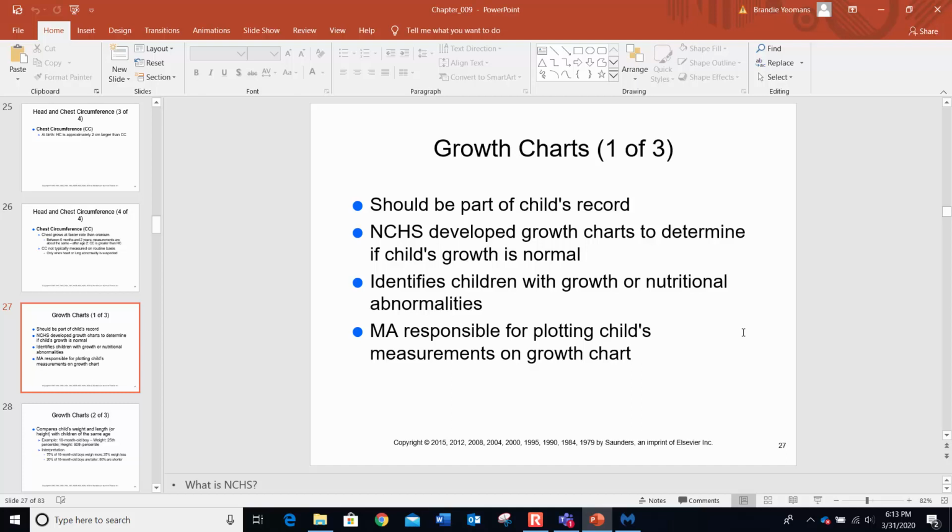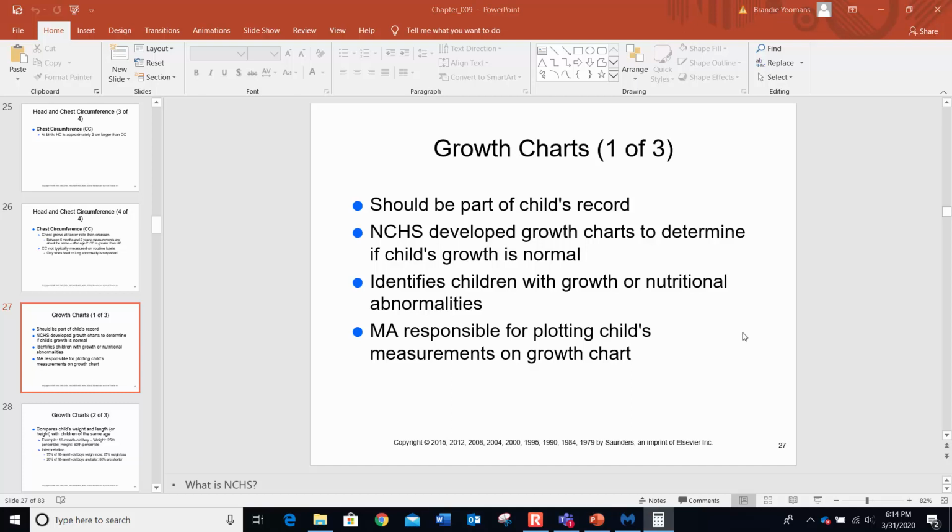In order to find a child's weight in kilograms, what you would do is take the number of pounds and divide that by the number 2.2, and that will give you the weight in kilograms. Okay, so that's the number of pounds. So let's say that our child weighs 27 pounds.